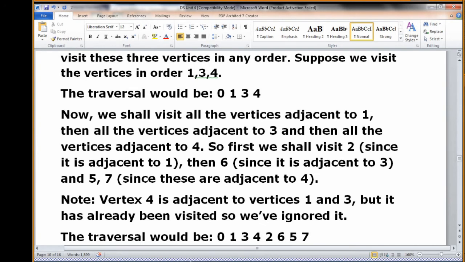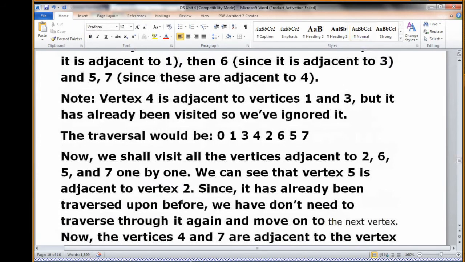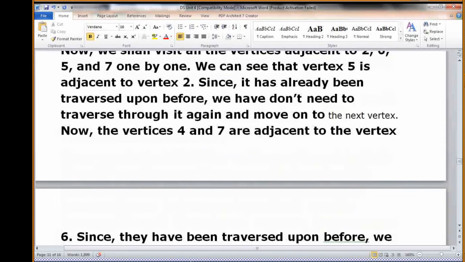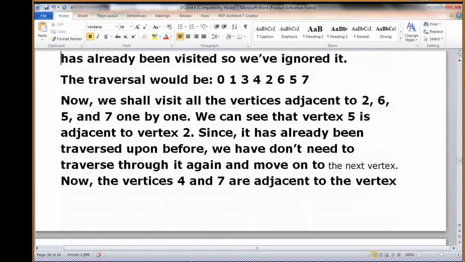Then the adjacents of 2 are visited, 6 is visited, 5 and 7 are visited. Vertex 7 has only one adjacent vertex, that is 8, so after 7 we will visit 8. We shall visit all the vertices adjacent to 2, 6, 5, 7. We can see that vertex 5 is adjacent to vertex 2, but since it is already visited, there is no need to visit it again.